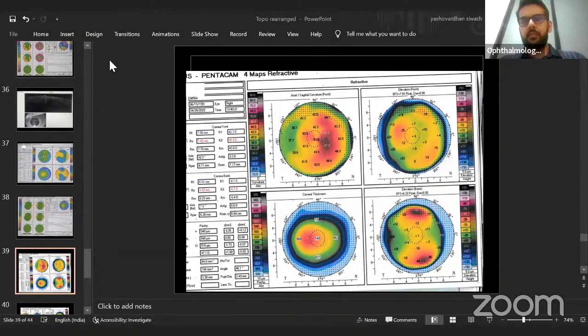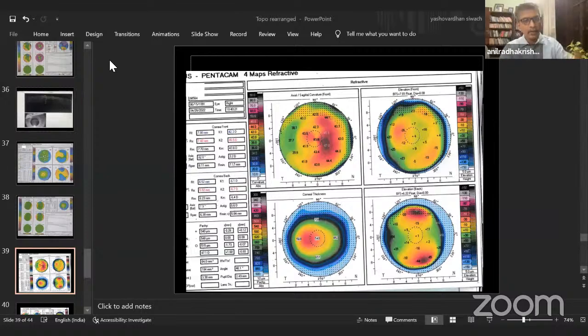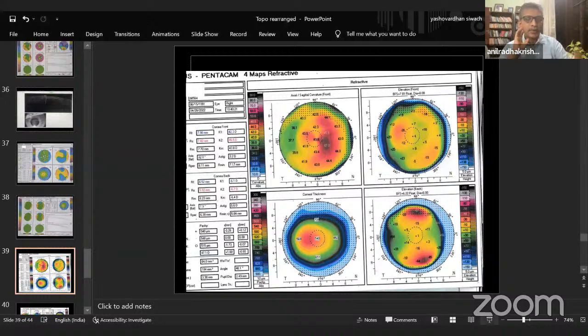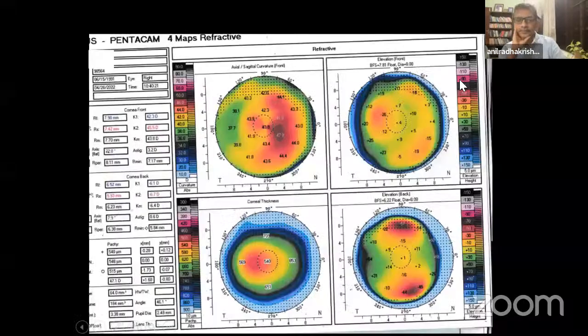Sir, should I start from topography images or Pentacam? Okay. I think for the benefit of other postgraduates, we can discuss these two, maybe then go back to other ones. Maybe Gargi or someone can volunteer to comment on this. Gargi, you're not there?